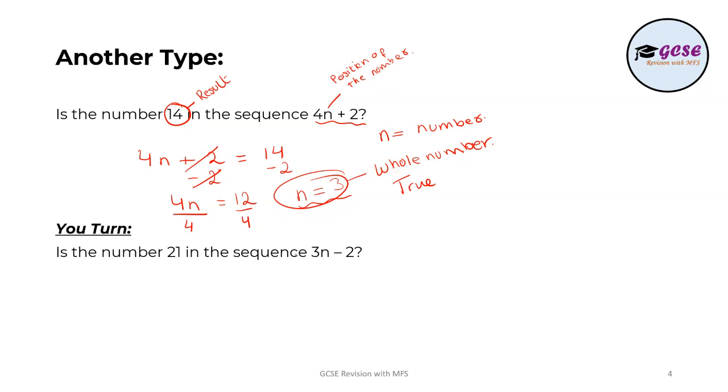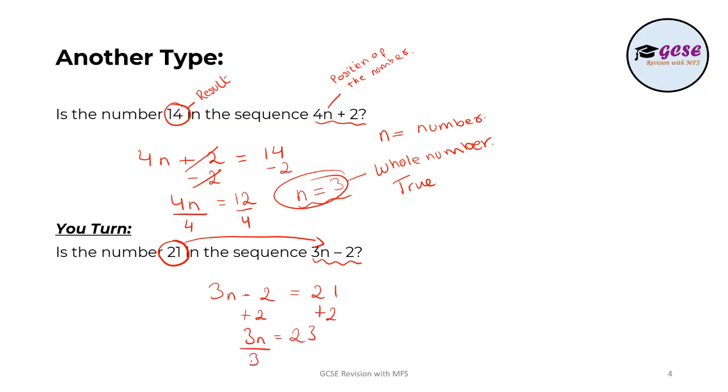Let's have a look now. So we're being asked if 3n minus 2 is the formula, and we're asked if 21 is in this sequence. So we're not given the position of the number, so we need to make it equal to 21. So 3n minus 2, and we make that equal to 21. Okay, we need to rearrange this formula to get n by itself. So if we're subtracting 2, to get rid of the negative 2, we need to add 2. Remember, always do the opposite. Add 2 to both sides. 3n is therefore equal to 21 add 2, which is 23.